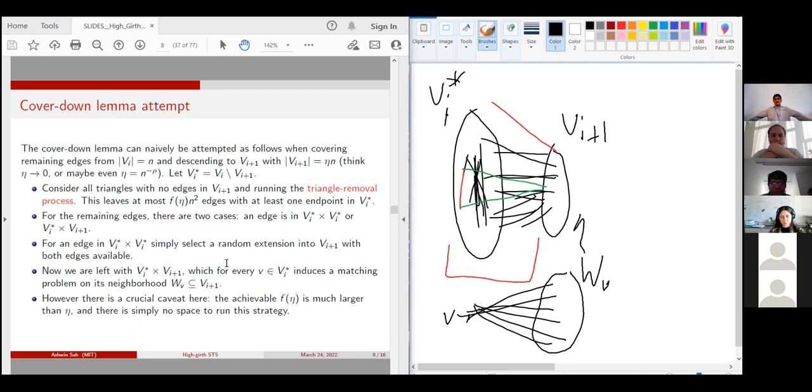Well, okay, so why doesn't this work? The reason this doesn't work is that, as I mentioned, there's an f of eta fraction of edges left over, okay? So let's say for simplicity, how many bipartite edges are there going to be heuristically? Heuristically, we're going to have eta f of eta bipartite edges, times n squared, I guess.